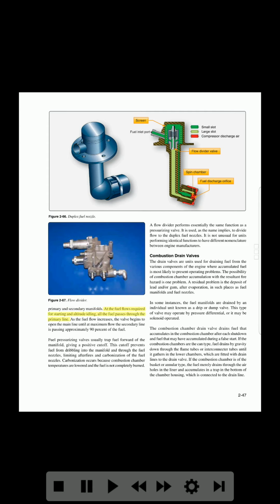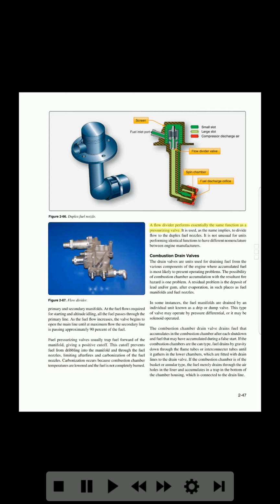At the fuel flows required for starting and altitude idling, all the fuel passes through the primary line. As the fuel flow increases, the valve begins to open the main line until at maximum flow the secondary line is passing approximately 90% of the fuel. Fuel pressurizing valves usually trap fuel forward of the manifold, giving a positive cutoff. This cutoff prevents fuel from dribbling into the manifold and through the fuel nozzles, limiting afterfires and carbonization of the fuel nozzles. Carbonization occurs because combustion chamber temperatures are lowered and the fuel is not completely burned.